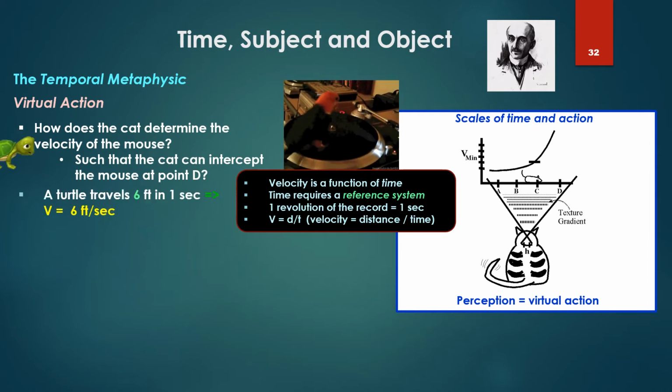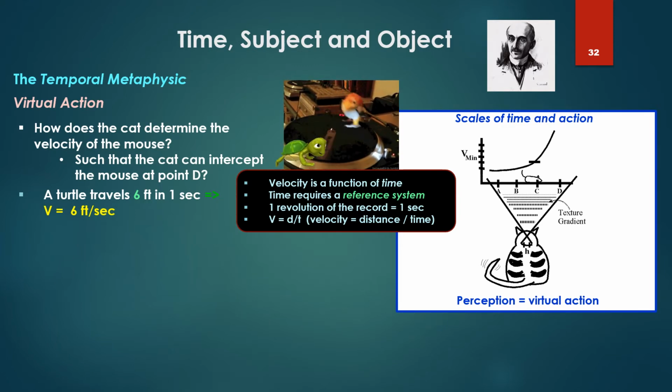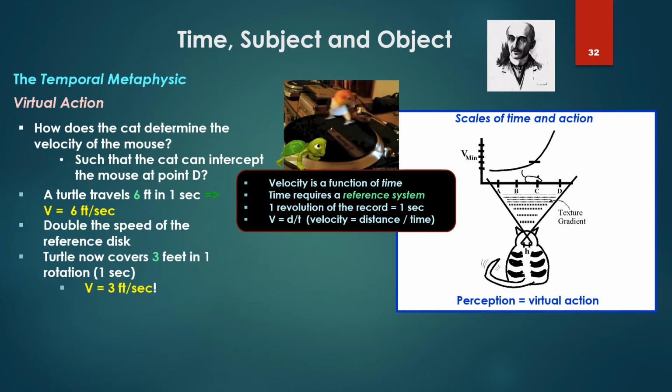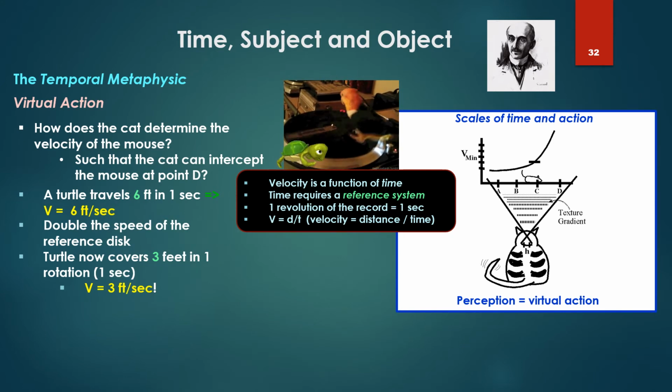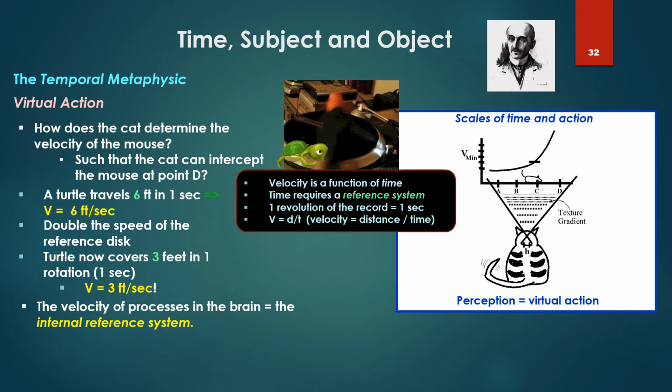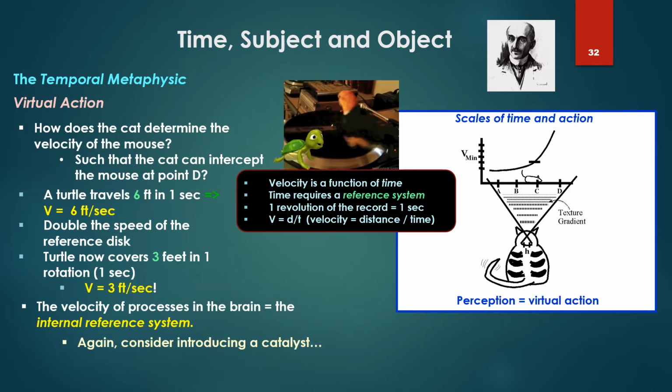So our turtle walking by here, let's say he travels 6 feet in one of those turntable turns. So he's traveling 6 feet in 1 second, we're saying. Double the speed, however, of that reference disk. Well, now the turtle will only cover 3 feet in one rotation, and we would have halved this velocity, 3 feet per second. Now the velocity of processes in the brain is, in hypothesis here, the internal reference system. Again, consider introducing a catalyst.